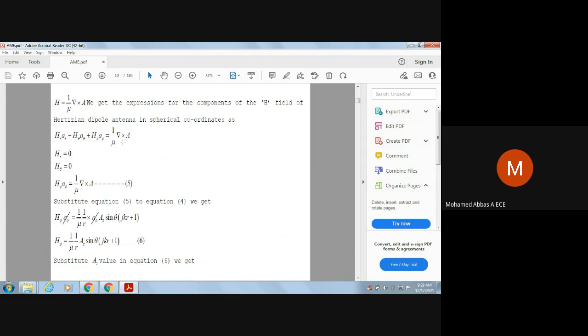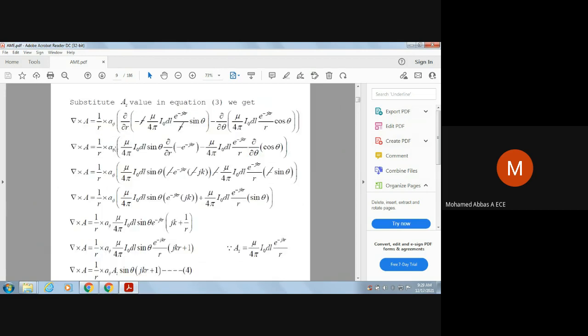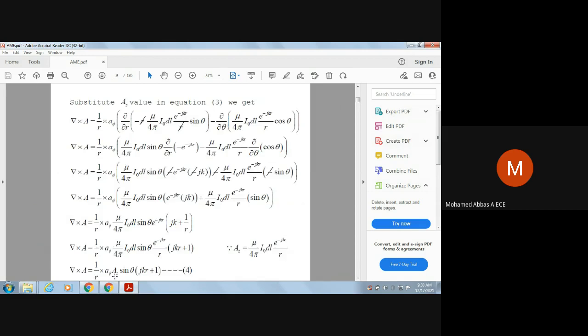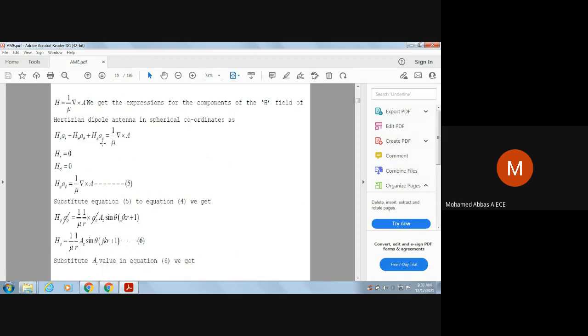Now we have only the component h pi, because the previous equation, that is a pi az, is a function of a pi, so we have the terms hr and h theta as 0. So h pi a pi is equal to 1 by mu del cross A. Already we have found del cross A as in equation number 4, so that equation is now substituted, and after simplification we arrive at equation number 6, h pi equal to 1 by mu, 1 by r, Az sine theta into jkr plus 1.